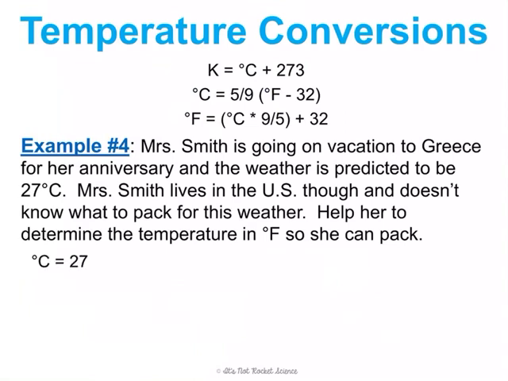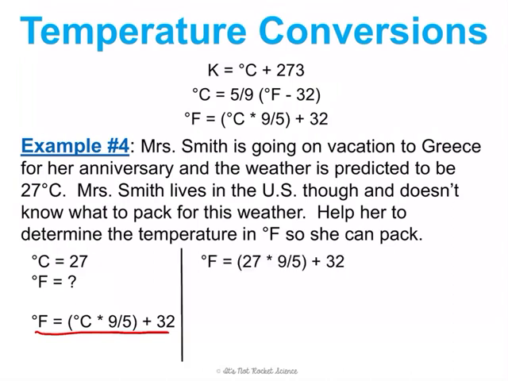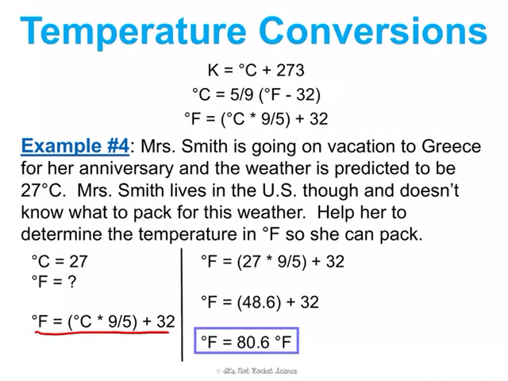So we're going from Celsius to Fahrenheit. So we know that Celsius is 27. We need to find what it is in Fahrenheit. So we're going to use this formula here. Right? So degrees Fahrenheit is equal to degrees Celsius times 9/5 plus 32. So 27 times 9/5 plus 32. So we take our number, plug it into our formula. Right? So 27 times 9/5 gives us 48.6. And then we add our 32 to get 80.6 degrees Fahrenheit.